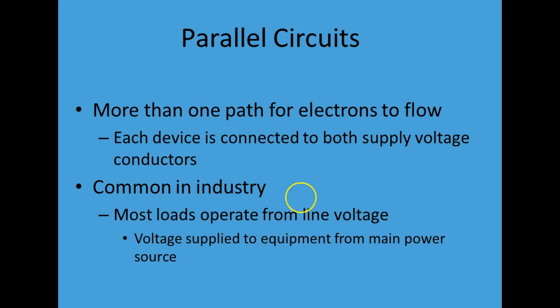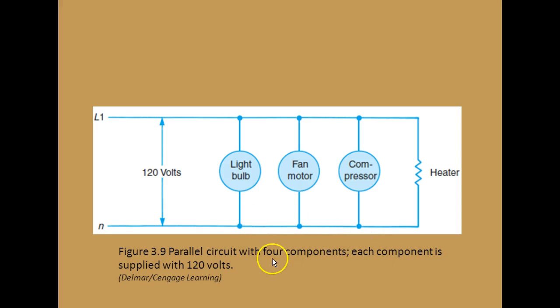We talked about those. Parallel path, more than one path for the electrons to flow. Most loads operate from line voltage in our industry. Here is a depiction of it. I've got a 120 volt source. The electrons, when they get to this point in the circuit, can either continue, and they will, and flow down here to the first load. Here, once again, they can flow in more than one path, right? Thus, the determination that it's a parallel circuit, right? If the electrons can flow in more than one place.